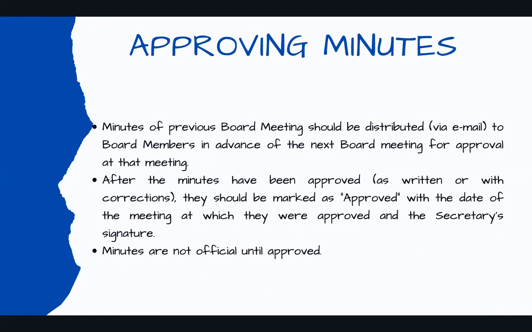Approving minutes is another responsibility of the secretary. Minutes of the previous board meeting should be distributed, usually through email, to the board members in advance of the next board meeting for approval. After the minutes have been approved, as written or with corrections, they should be marked as approved with the date of the meeting at which they were approved and the secretary's signature. Minutes are not considered official unless they are approved.